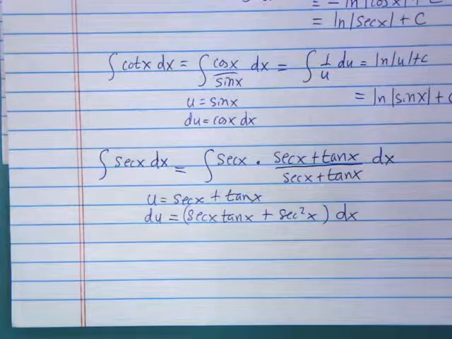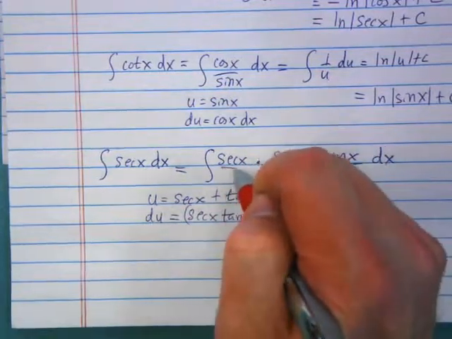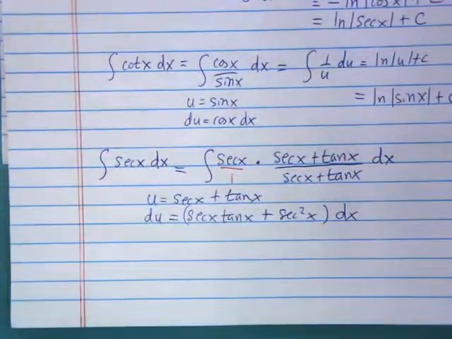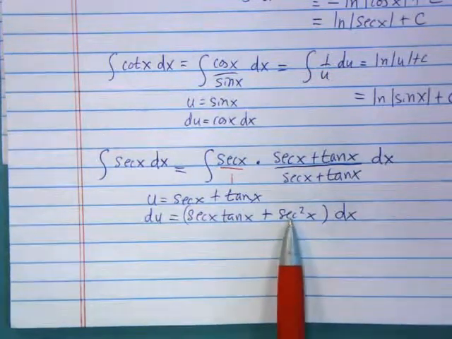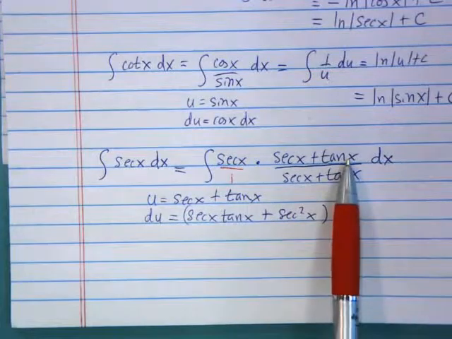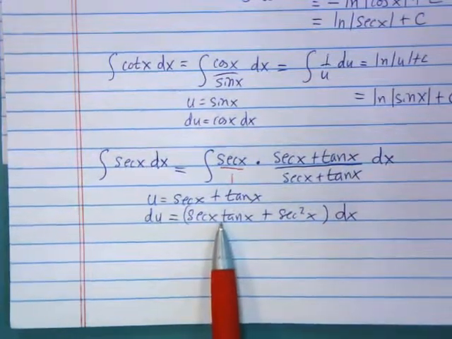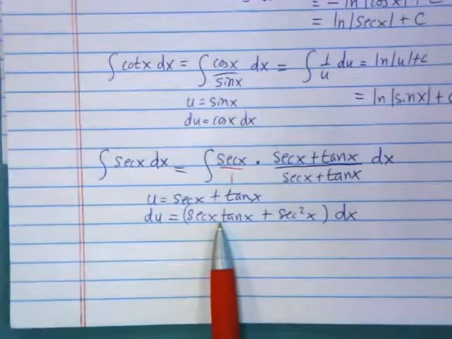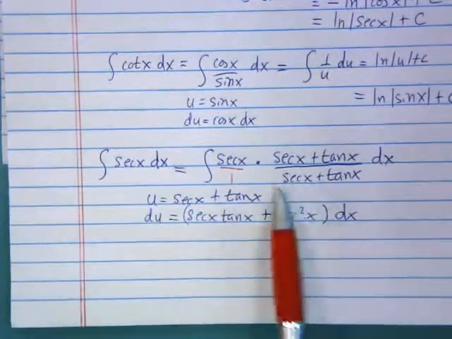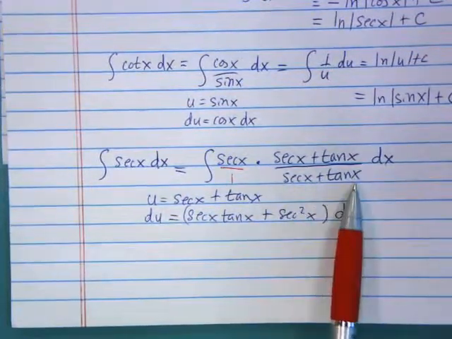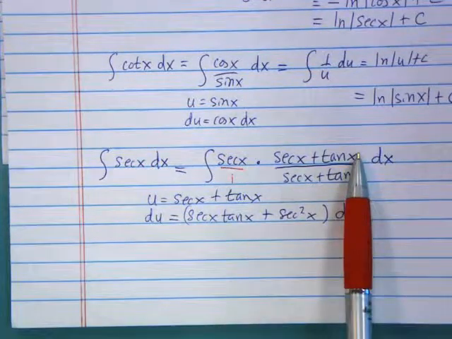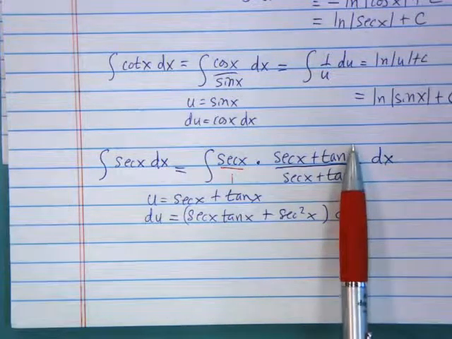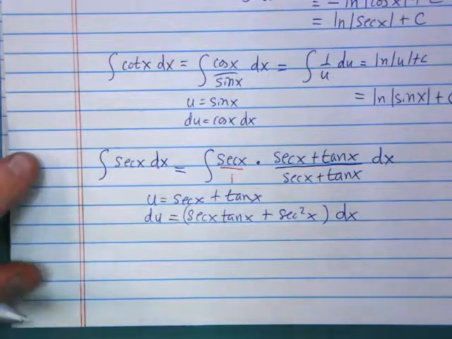Notice in our integral, what do we have on top of our fraction? What's secant times secant? Secant squared. And what's secant times tangent? Secant tangent. So that's what I mean by it works. If you put that on bottom and let that be u, then you end up with exactly what you happen to have on top. I don't know what clever person first figured that out. It wasn't me, but somebody came up with that nice trick.